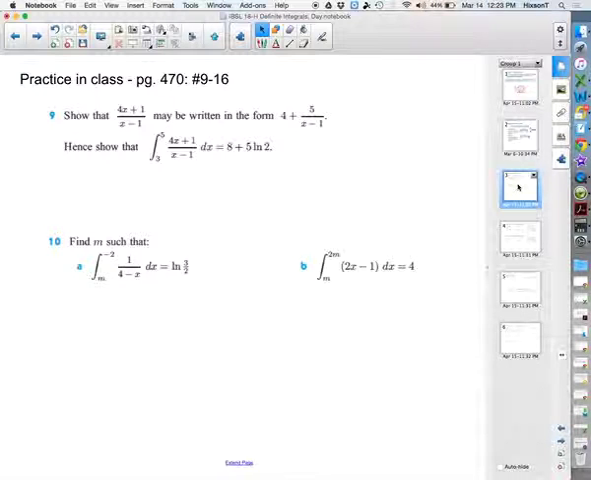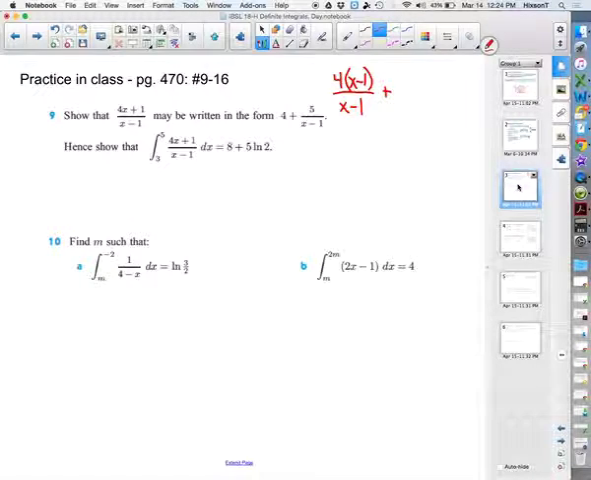Let's think about this. If I want to split this fraction into two separate ones, this is more of an algebra problem than a calculus problem at first. But here's what we have. If I want to end up with 4, that means I needed to have 4 times (x minus 1) over (x minus 1), right? That's the only way I could have gotten just a 4.